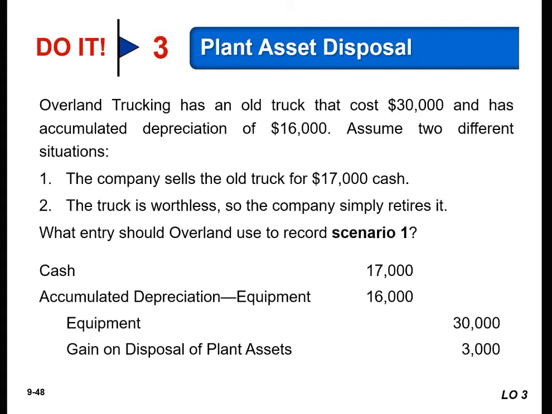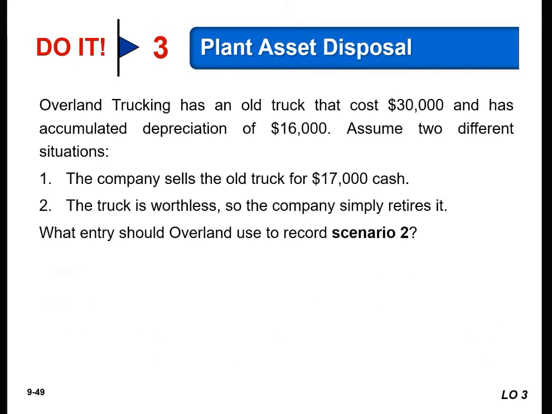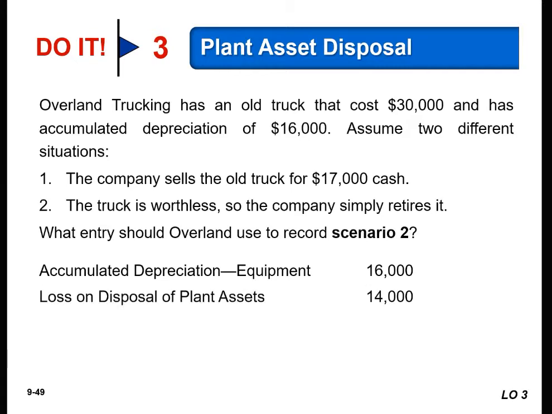However, if we just have to retire the asset because it's really worthless, we start with our accumulated depreciation of $16,000. Now, the difference between $16,000 and $30,000 is $14,000. So we're going to encounter a loss on the disposal of plant assets of $14,000 to remove the equipment of $30,000 from our books.